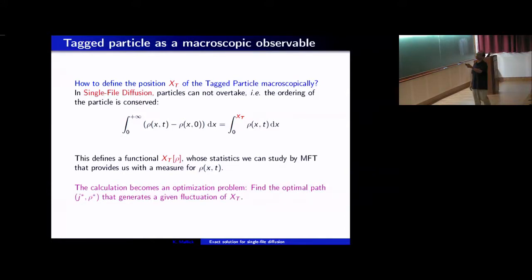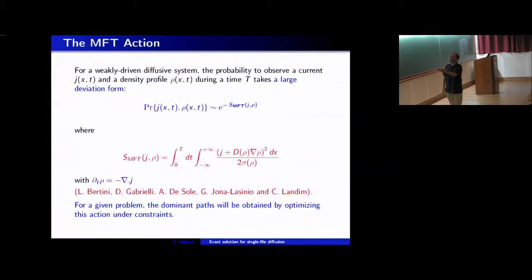So it's a way of writing the tracer position as an implicit functional of the density at time t and at time 0. So finally, what we have to do, if we want to compute the probability of seeing a given tracer position at time capital T, is find the optimal fluctuation according to this action that generates a given fluctuation of the tracer position. So forget about everything. It's a problem in classical variational calculus, in classical mechanics.